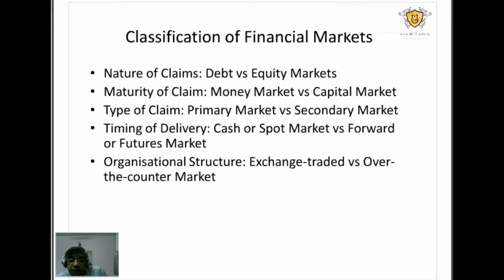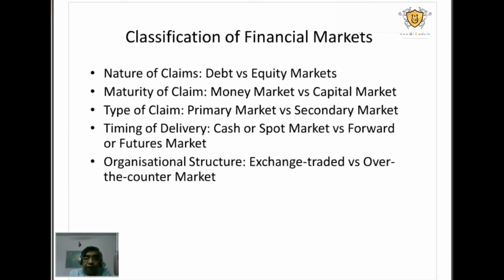These are debt versus equity markets. Debt is, as I said, loans, and equity is obviously ownership capital. So the nature of the claim is one way we differentiate between markets. Either we raise debt instruments or we raise equity instruments. Equity instruments are ownership instruments, and debt of course is loans. There are some instruments which are a mix of the two. These are called hybrid instruments, like convertible debentures, which we will look at today.